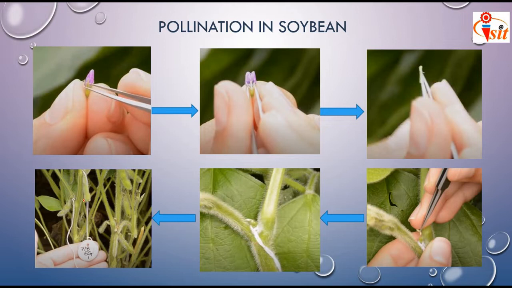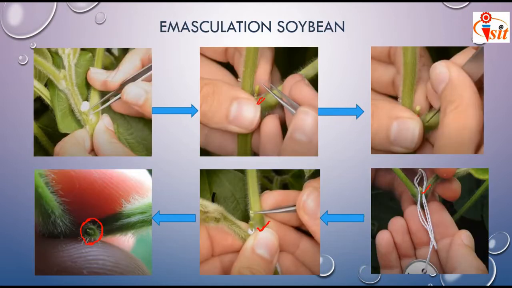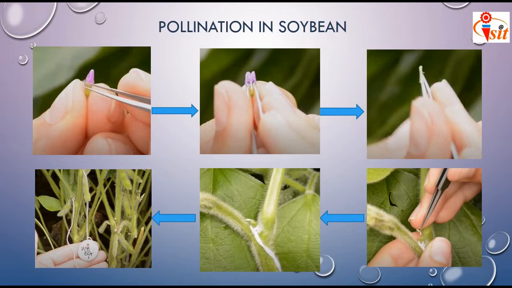After tagging, at the mature stage it will look like this, and this will be a crossed pod. So this is the pollination in case of soybean. In that way, this is the emasculation and pollination in case of green gram, the same will be followed in case of black gram, and the same procedure is repeated for soybean. So this is the stepwise procedure of emasculation, and this is the stepwise procedure of pollination in case of soybean.